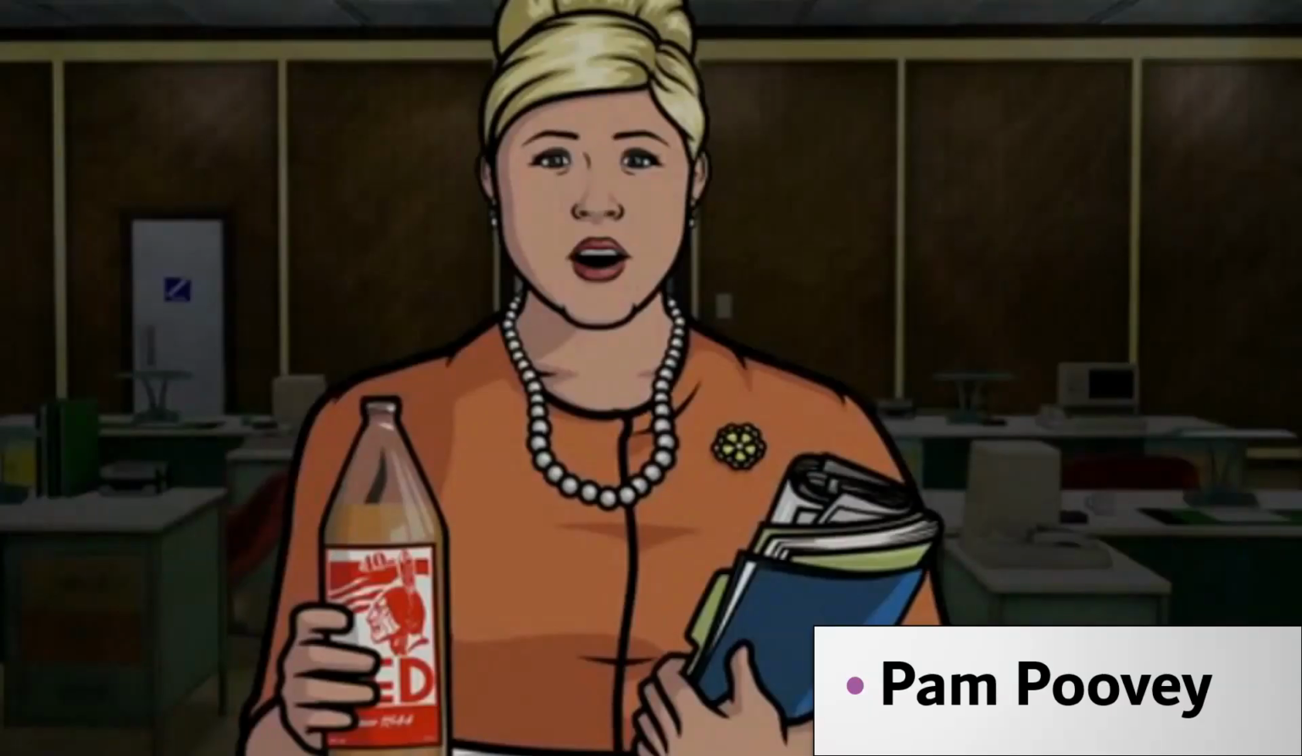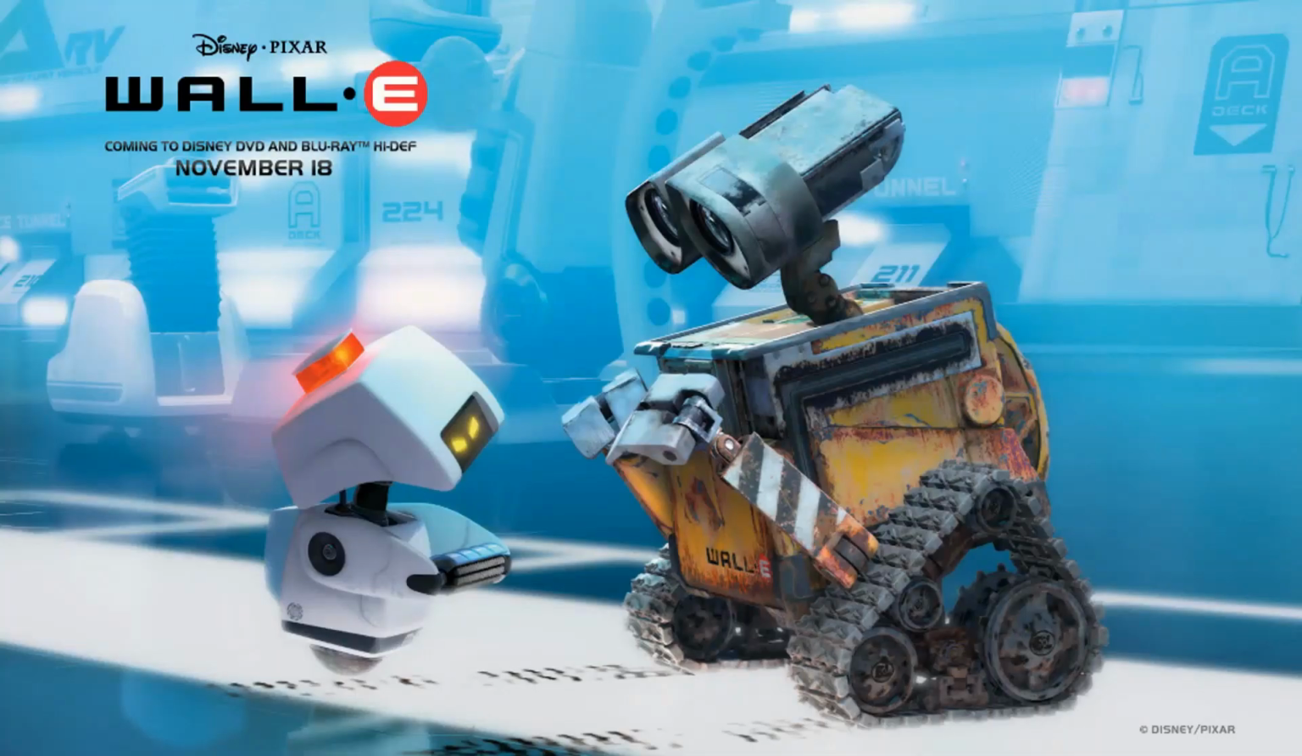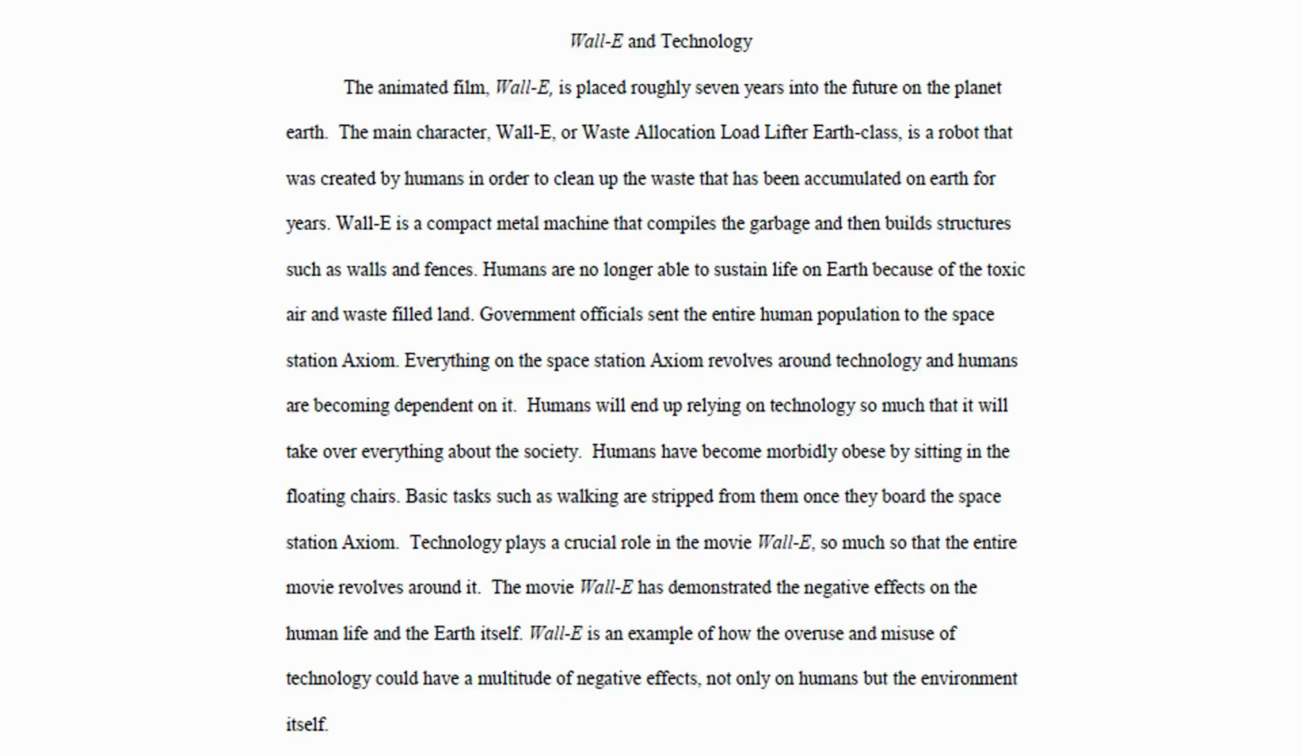Pam Poovy's essay was the one about WALL-E. And I wanted to love this. I want to love all these. I love my students, but I particularly love the movie WALL-E. It's phenomenal if you haven't seen it. It's much better than it has any right to be.